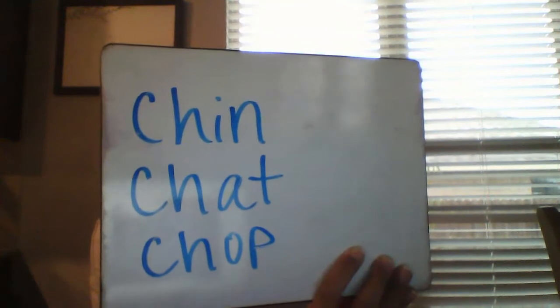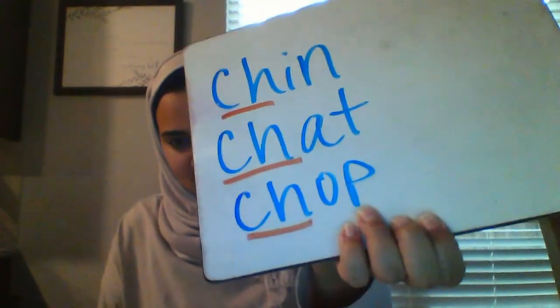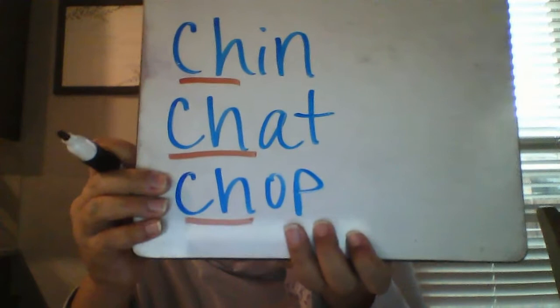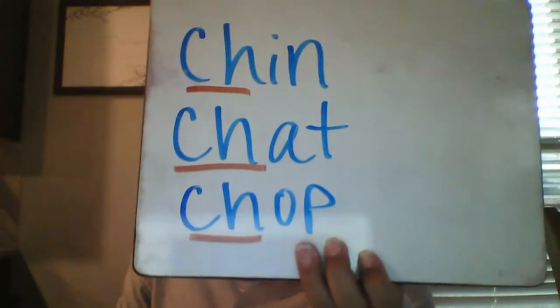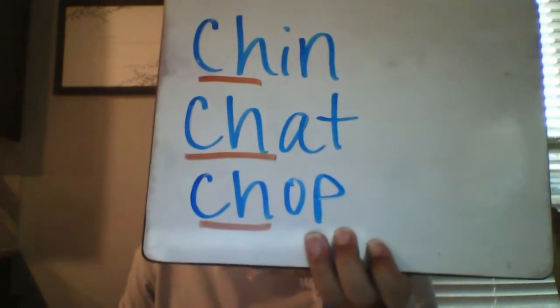How do we code digraphs again? We underline them. Very good. We underline them. So here our digraphs are CH. So go through and underline your digraph CH. All right. Is there any other coding? Yes, there is.